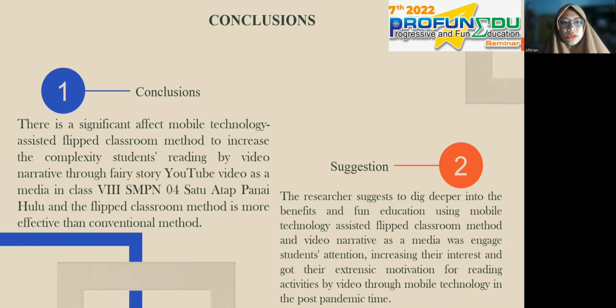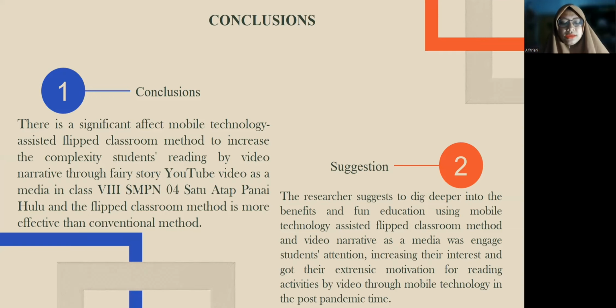So the conclusion is there is a significant effect of the mobile technology assisted flipped classroom method to increase students' reading capacity by video narrative, a story YouTube video as a medium in class 8 of SMP Negeri 041 Atap Panai Hulu. And the flipped classroom method is more effective than the conventional method.